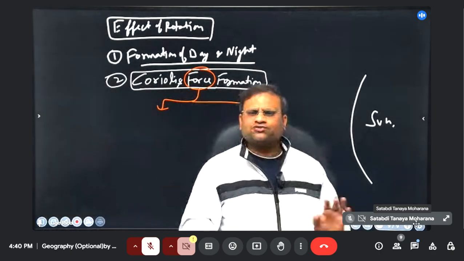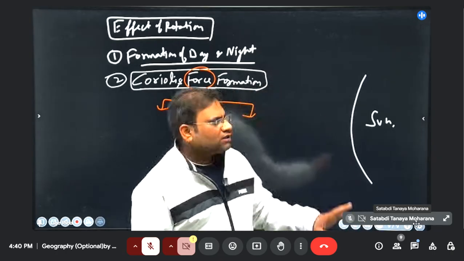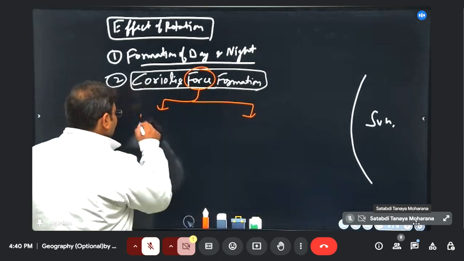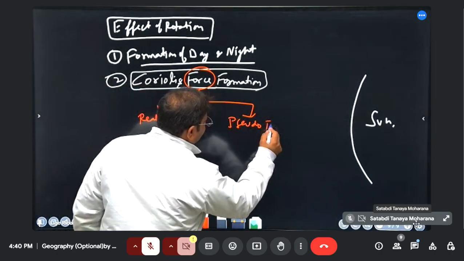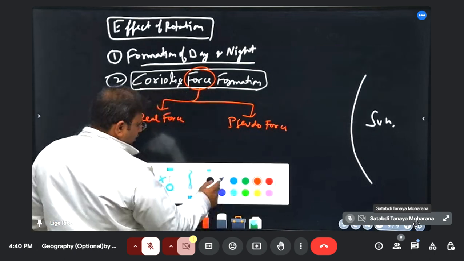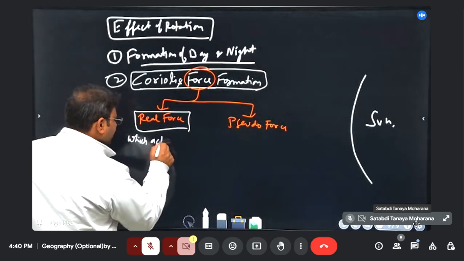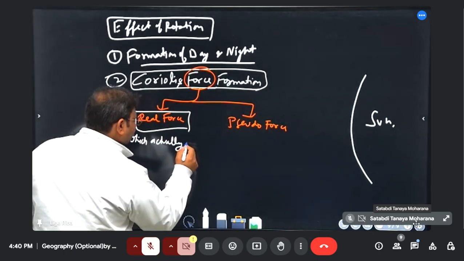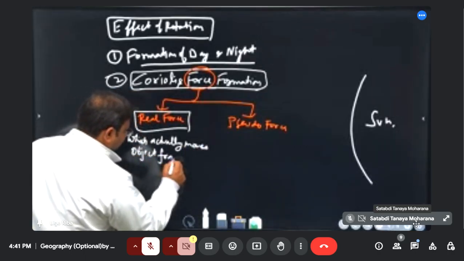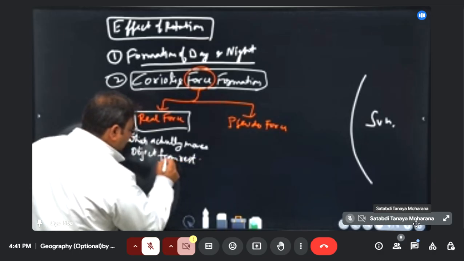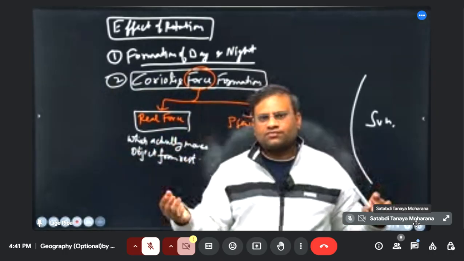So force, we put it into two categories. Physics considers force as a force, but for other sciences like meteorological sciences and orbital mechanics, we put force into two parts. One is called real force, second is called pseudo force. Two types of forces. So real force is one which actually moves an object from rest, means it can actually create motion in the object. So if the pen is stationary and I move it, it is a real force, right?